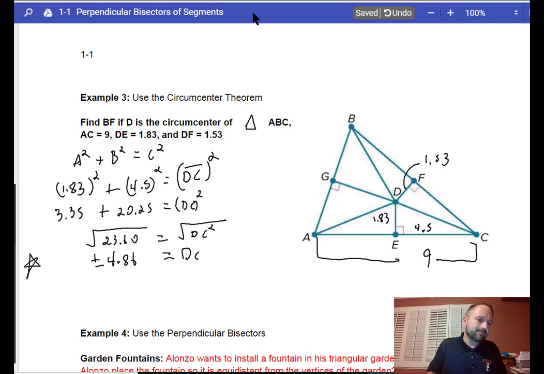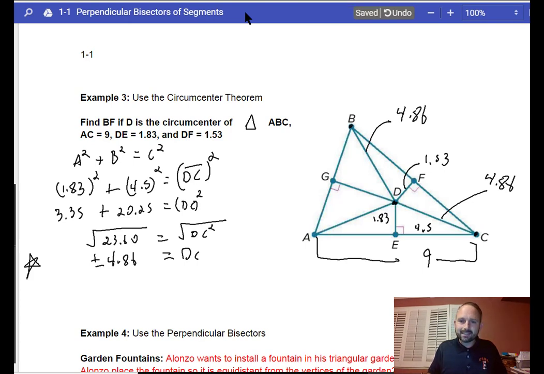But wait, can we have negative distances? Can you eat negative pieces of fruit? No. So it's just going to be positive 4.86. So now I know that this guy is equal to 4.86. All right, so remember the perpendicular bisector theorem? Or actually, no, not the perpendicular bisector. This is going to be the circumcenter theorem. So the distance from D to the vertex is equal to each other. So D to the vertex is equal. So if DC is 4.86, then BD has to be 4.86 as well.